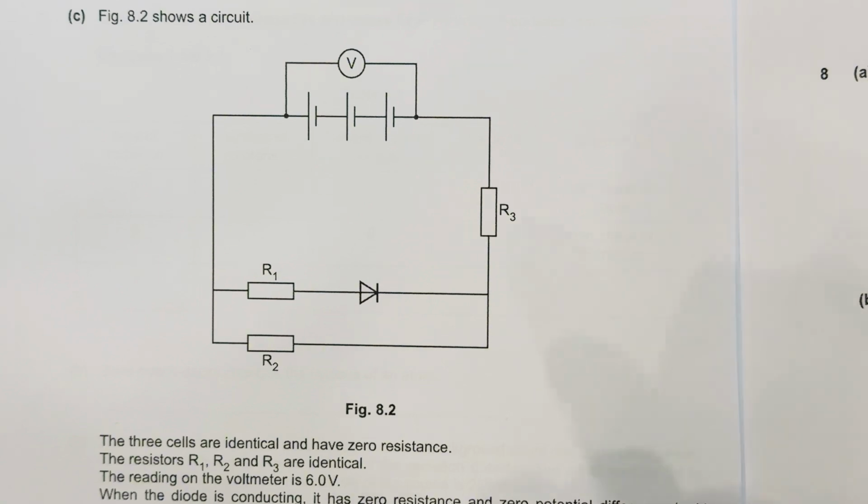The 3 cells are identical and have 0 resistance. The resistors R1, R2 and R3 are identical, which means they have the same value of resistance. The reading on the voltmeter is 6 volts. When the diode is conducting, it has 0 resistance and 0 potential difference across it.